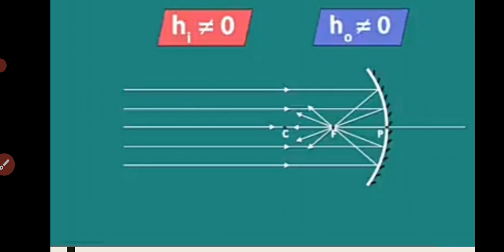Just keep in mind that the height of the image and the height of the object is never going to be 0. Though the light ray parallel to the principal axis meets at the focus after reflection, the image will be a point source, but it will not be 0. It will be 0 point something, but it is not going to be exactly 0.